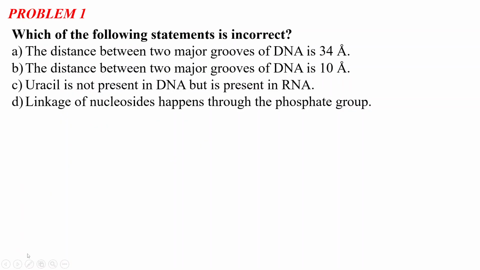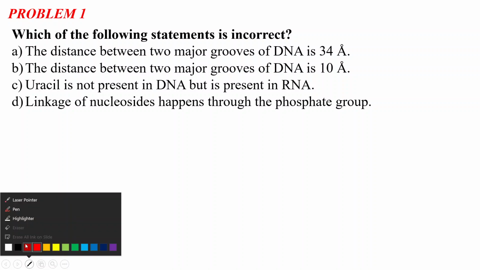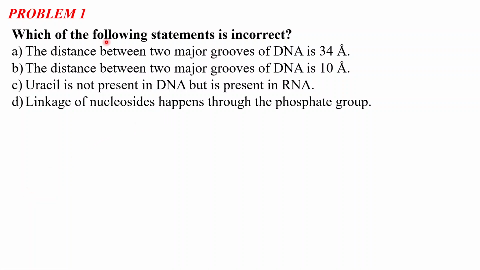Again, I will repeat the question. Which of the following statements is incorrect? You have to find the statement which is false. Your options are number A, the distance between two major groups of DNA is 34 angstrom. Number B, the distance between two major groups of DNA is 10 angstrom. Number C, uracil is not present in DNA but is present in RNA. Number D, linkage of nucleosides happens through the phosphate group. I only have received one answer in the chat box. I want all of you to answer the question. Let me wait for 1 more minute.